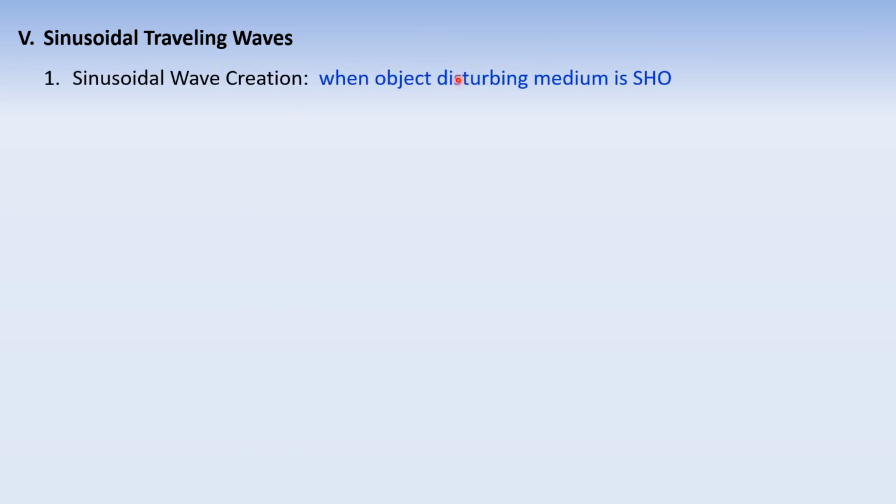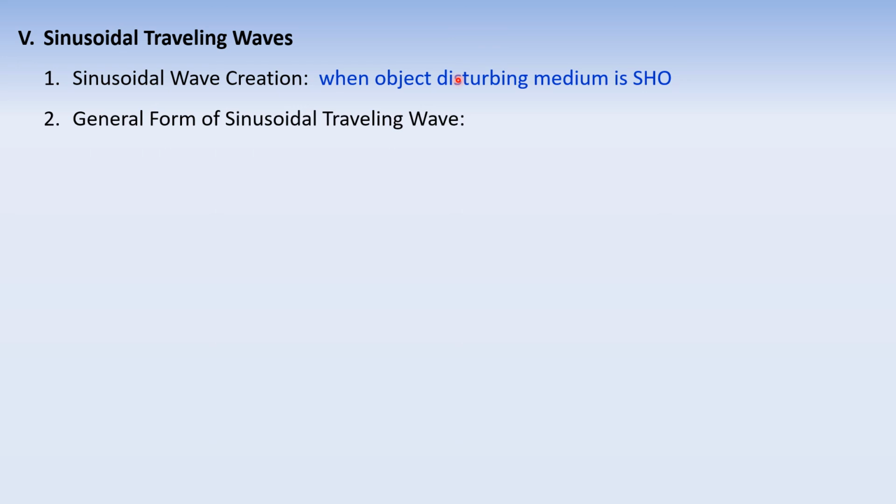So now we turn our attention from the case of a one-dimensional traveling wave pulse to that of a one-dimensional traveling wave train, a continuous traveling wave. We'll look specifically at a certain class of traveling waves that can be described by a sinusoidal function. So how is a sinusoidal wave created? It's created when the object that is disturbing the medium, that is creating the wave itself, is a simple harmonic oscillator.